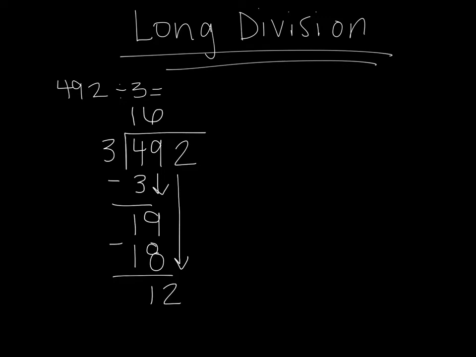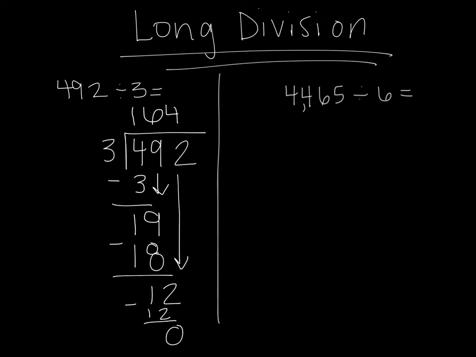Now I have to look at the 3 and the 12. What can I multiply 3 by to get close to or at 12? I know 3 times 3 is 9, so I'm close, but 3 times 4 gives me 12. So I'm going to put my 4 up here, and I'm going to subtract 12. Now I'm left with 0. I also have no digits left to drop down, and I have 0 left over. So my answer is 164. So 492 divided by 3 equals 164.